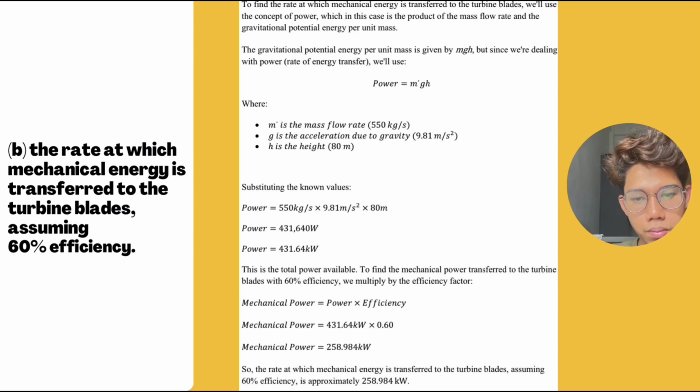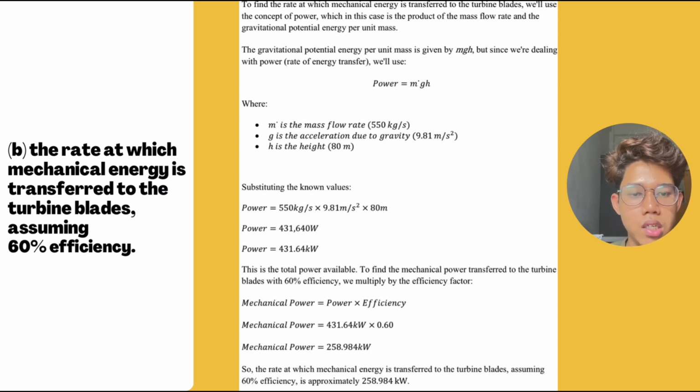Substituting the known values, power equals 550 kg per second times 9.81 meters per second squared times 80 meters. So we will get the power 431,640 watts, and if we convert to kilowatts, the power will be 431.64 kilowatts. This is the total power available.